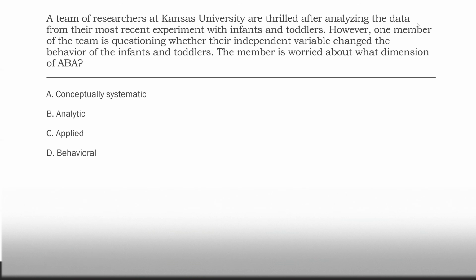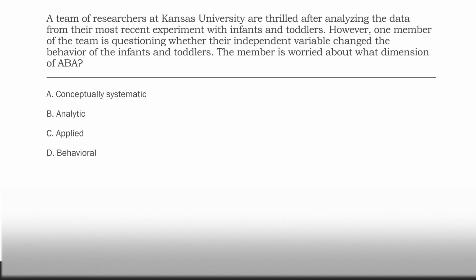Question 1. A team of researchers at Kansas University are thrilled after analyzing the data from their most recent experiment with infants and toddlers. However, one member of the team is questioning whether their independent variable changed the behavior of the infants and toddlers. The member is worried about what dimension of ABA. Now, ABA dimension questions. 7 of them. We need to know them all.